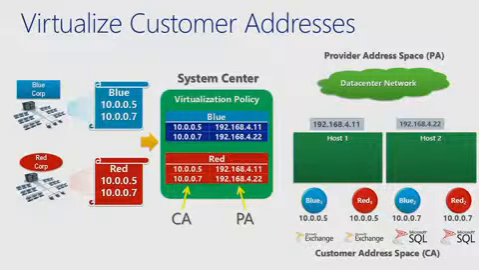10.0.0.7 is mapping to 192.168.4.22. So we're maintaining that mapping at the moment. If we had lots of blue VMs on host 1, they would all have that same PA address of 4.11. And the same kind of thing for red. We're maintaining a 10.0.0.5 for the CA on a 4.11 for the provider address for red. And System Center Virtual Machine Manager is maintaining all of that.